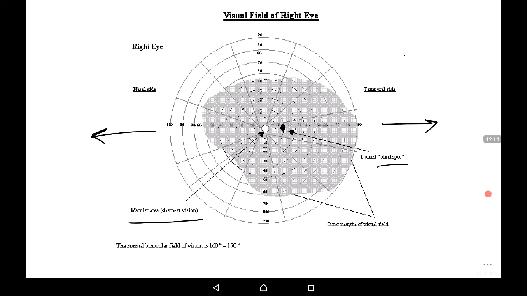here. And it also should be mentioned that the dimensions of color visual fields are less than the dimensions of black and white visual fields.